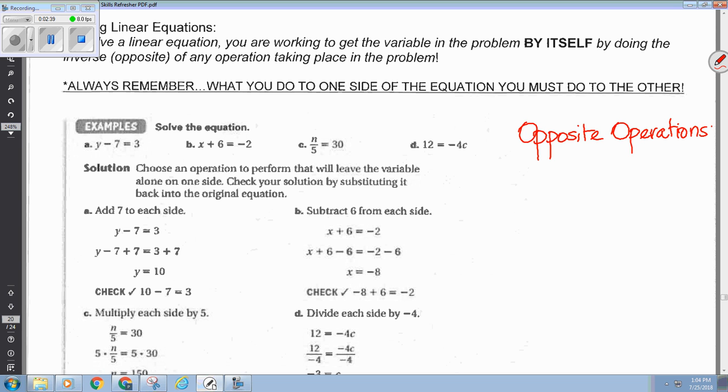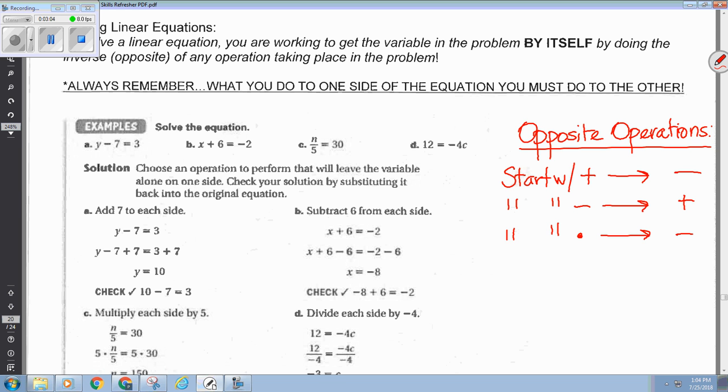So it all is dependent upon what did you start with. So if you started with adding, that means in order to get rid of adding, you're going to have to subtract. If you started with subtracting, you're going to add. If you started with multiplying, you're going to divide. If you started with dividing, you're going to multiply. So those are your four basic opposite operations.